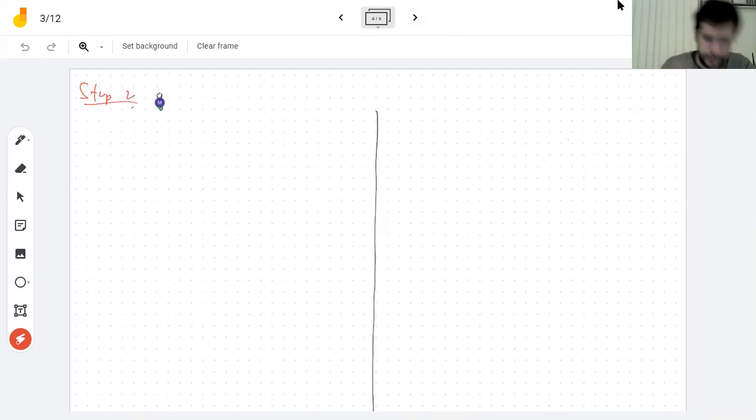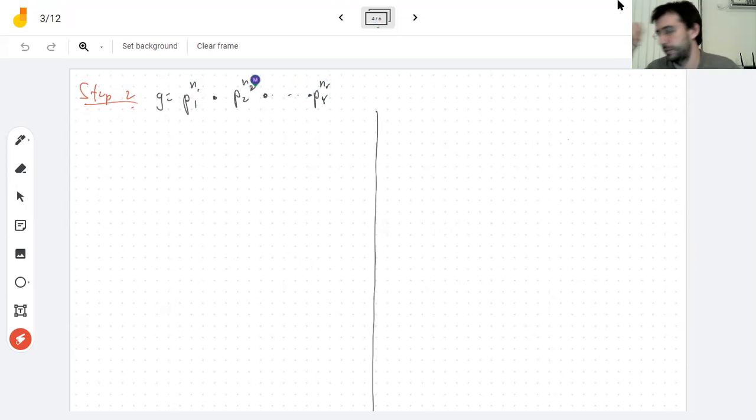So I'm trying to take the denominator and split it into factors. I'm going to split it into not irreducible factors, but the factors which are powers of irreducibles, and try to write f divided by g.